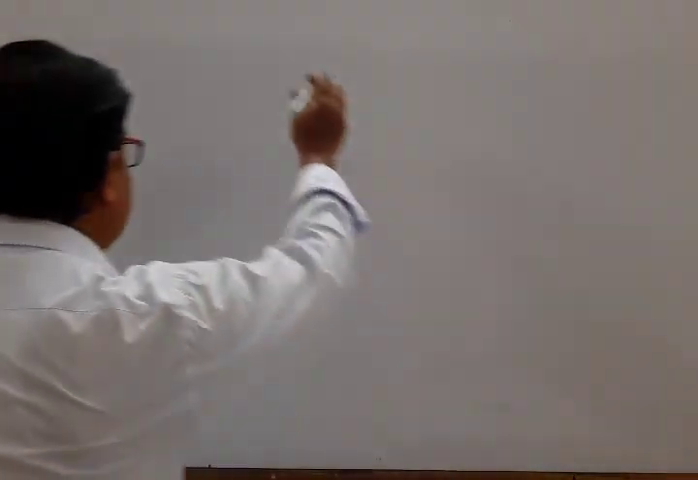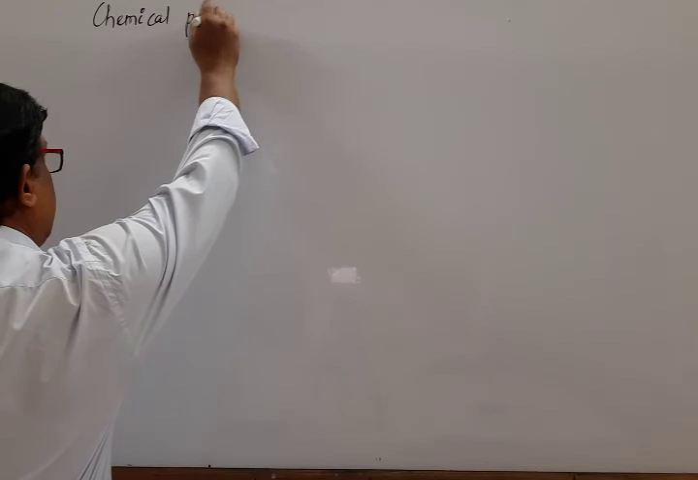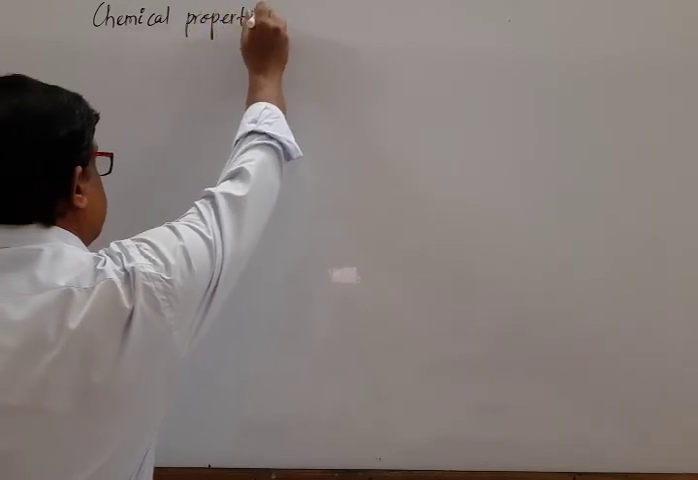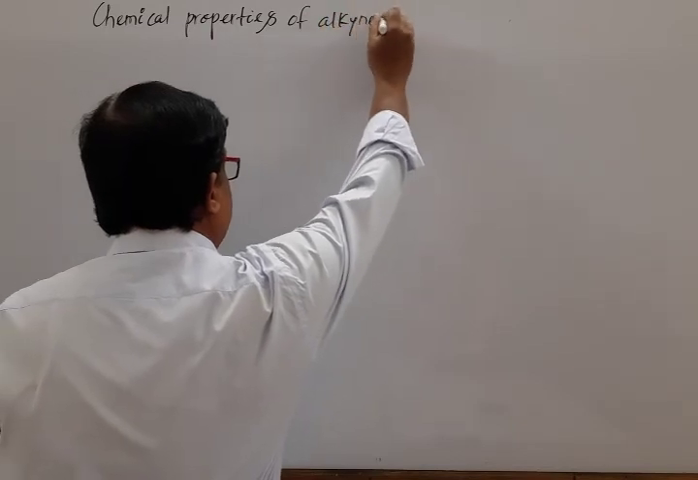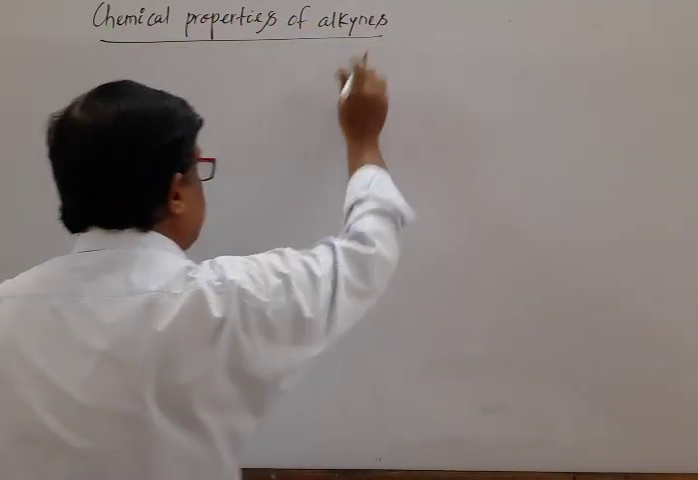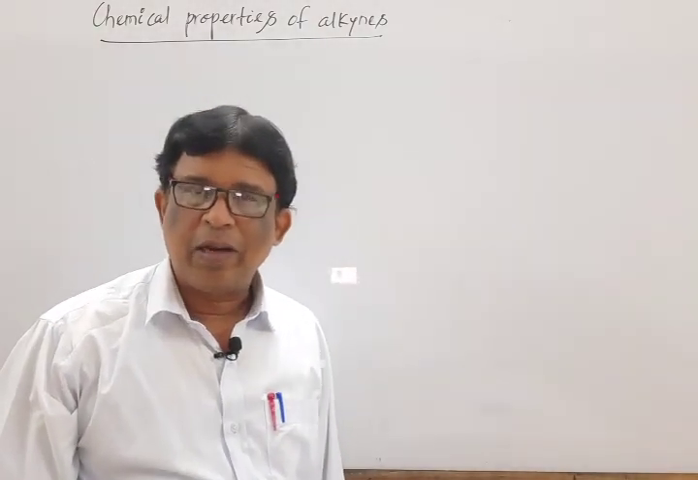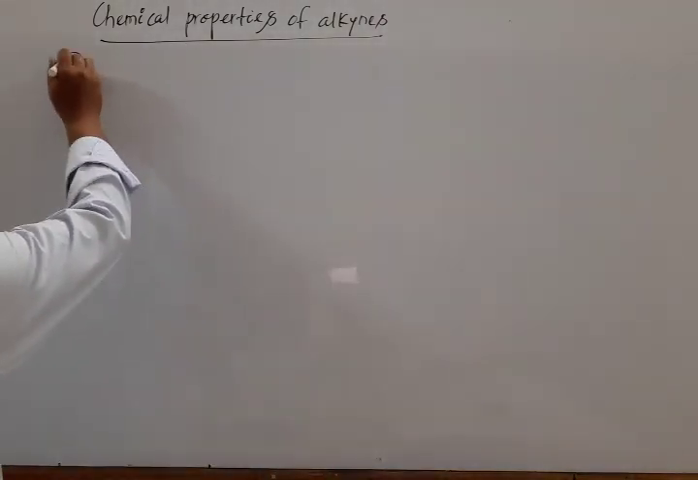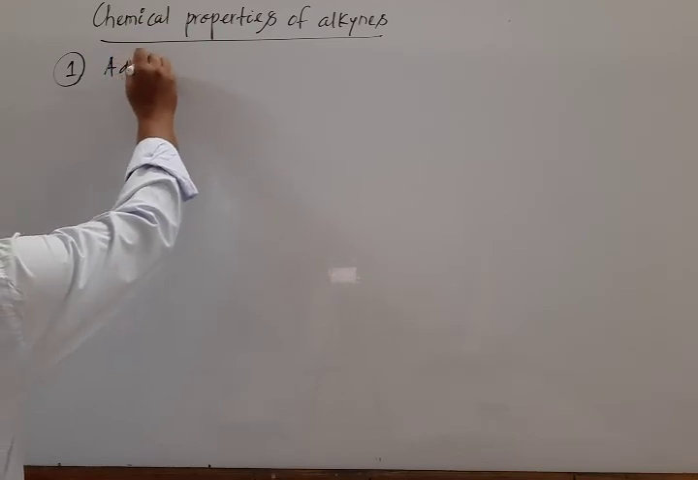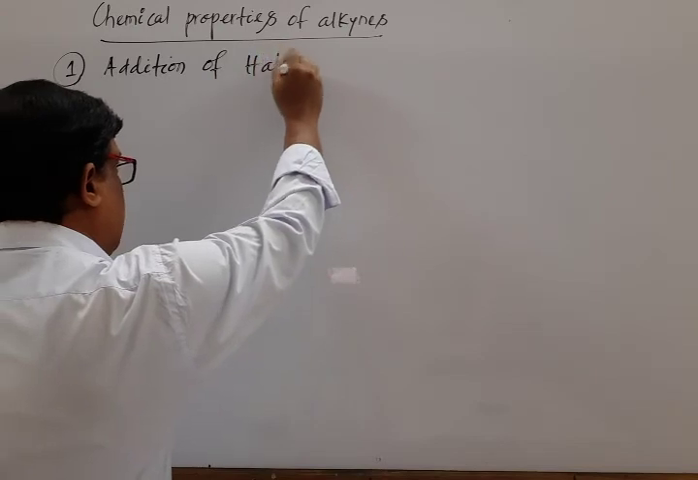Today we discuss the chemical properties of alkynes. 4 to 5 chemical properties are there. Let us discuss one by one. First is addition of halogen. First chemical property, that is addition of halogen.